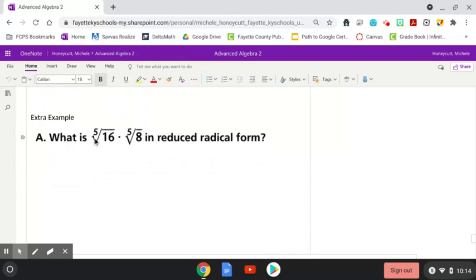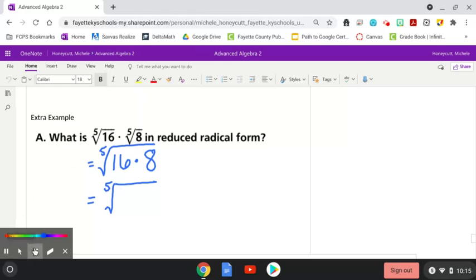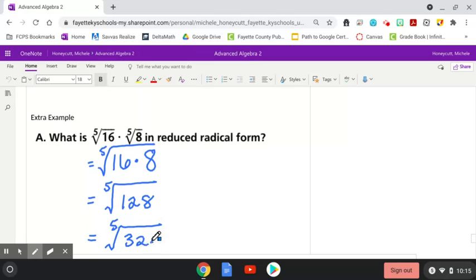Okay, so I have both fifth roots here. So I can go ahead and I can combine them into one. So this is the same as the fifth root of 16 times 8. So that would be the fifth root of 128. Now 128 is not a perfect fifth power, but 32 is. So 32 times 4. The fifth root of 32 is 2 times the fifth root of 4. Ta-da!